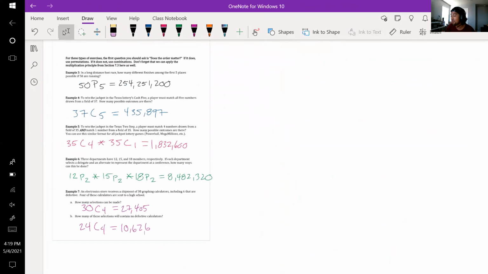But the first digit of the phone number cannot be 0 or 1. So that means for the very first digit, we are given 8 choices. And then for the remaining 6 digits, we can use any number we want. 10 choices, 10 choices, 10 choices, 10, 10, 10. So that's for the 6 numbers. Okay, sum it up and you get 8 times 10 to the 6th. And this means for your phone number, we have 8 million choices to choose a phone number. Okay. So 8 million choices.